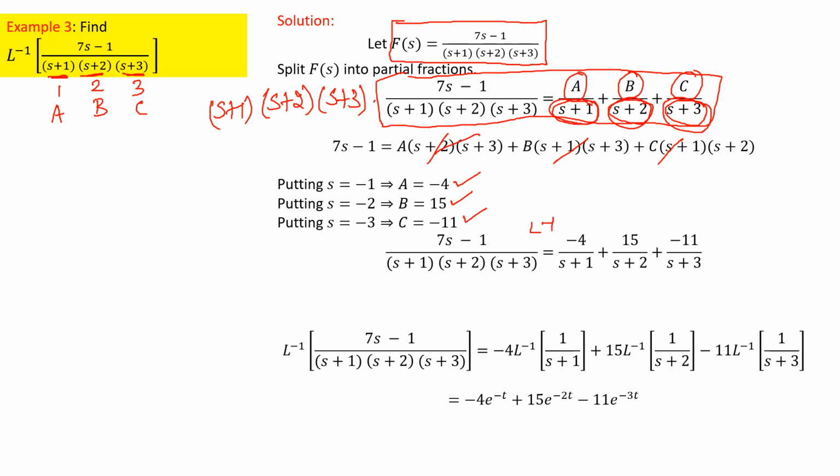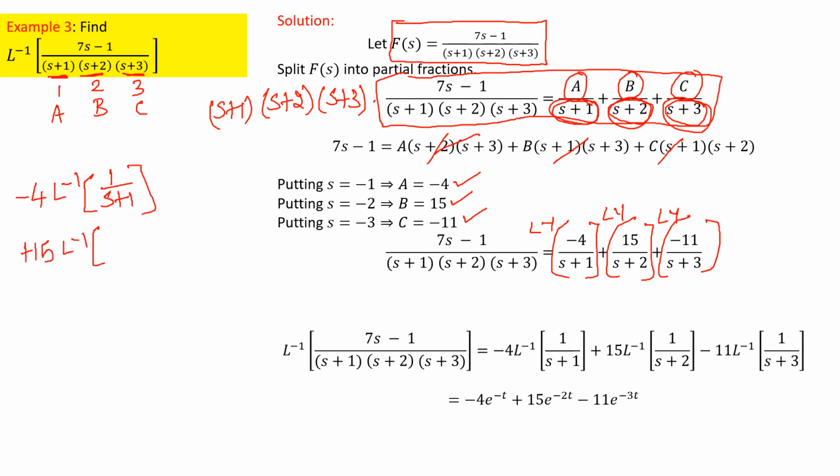So we have L inverse of this plus L inverse of this plus L inverse of this. Before taking L inverse, I have to take the constant outside. So the first term will become minus 4 L inverse of 1 by s plus 1. The second term, take 15 outside, then we have L inverse of 1 by s plus 2. From the third term, take minus 11 outside. We have L inverse of 1 over s plus 3.